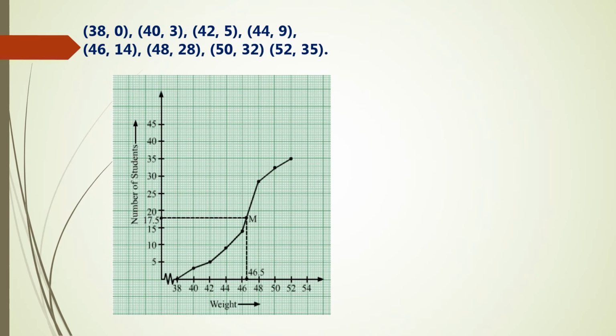Now we will plot the points on the graph. The points we get here are 38, 0; 40, 3; 42, 5; 44, 9; 46, 14; 48, 28; 50, 32; 52, 35. Here, the scale I have chosen on the x-axis is 1 centimeter equal to 2 kg, and on the y-axis I have taken 1 centimeter as 5 students. Therefore, now we will plot the points on the graph.